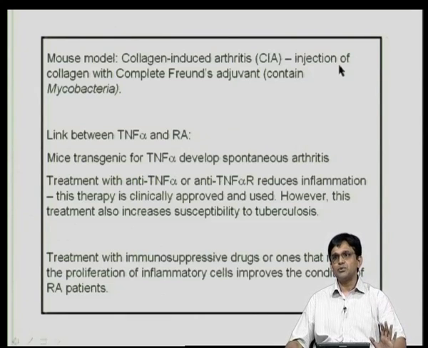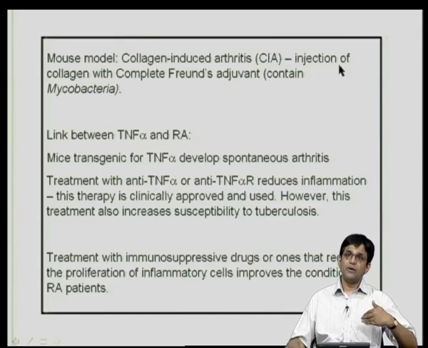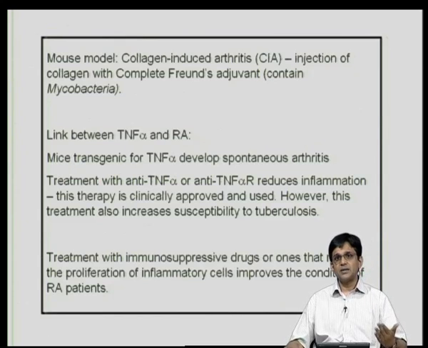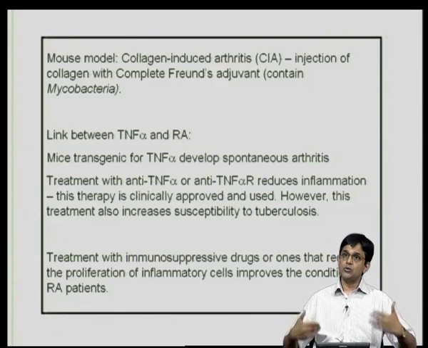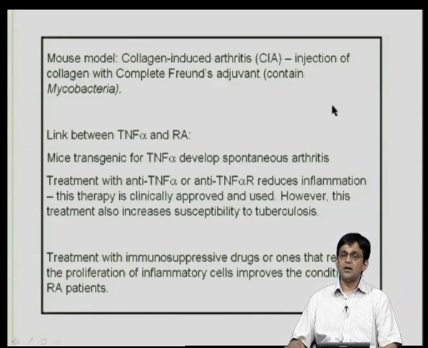So, this is a mouse model, and these are useful because when people study different therapies and so on, these become useful. In terms of RA, there is a link between tumor necrosis factor and rheumatoid arthritis. Mice that are transgenic, producing large amounts of tumor necrosis factor, develop spontaneous arthritis. So, clearly this cytokine is responsible in large part for arthritis.